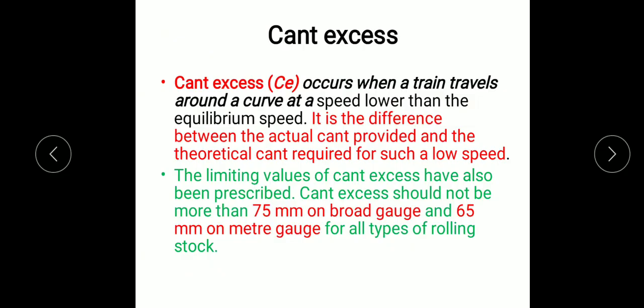The next term is the cant excess. Cant excess occurs when a train travels around a curve at a speed lower than the equilibrium speed. So when the train travels at a speed lower than the equilibrium speed, then it is called cant excess. Therefore, cant excess is the difference between the actual cant provided and the theoretical cant required for such a low speed. Therefore, the limiting values of cant excess have also been prescribed, and cant excess should not be more than 75 mm on broad gauge and 65 mm on meter gauge for all types of rolling stock.